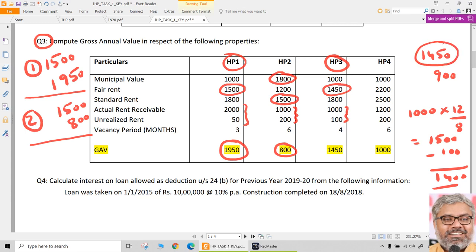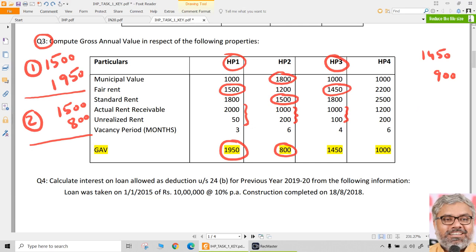So even if the property was not vacant, even if there was no vacancy, still the ARR would have been 1400 only, which would have been even less than expected rent. Which means we cannot say the ARR is less than expected rent due to vacancy. No, it is not due to vacancy. Even if the property was not vacant, ARR would have been less than expected rent only. Means the exception is not applicable. Means whichever is higher has to be taken, that is 1450.